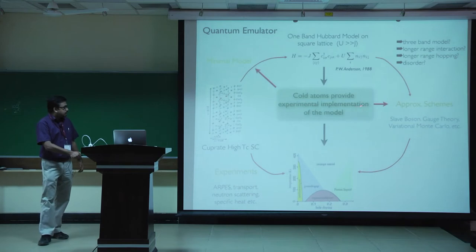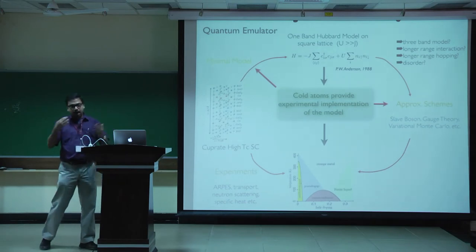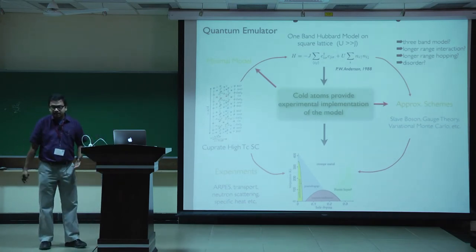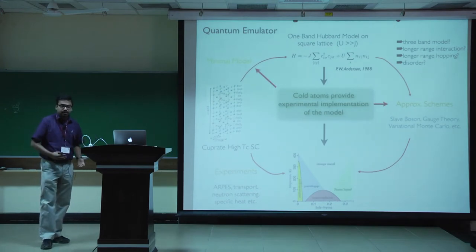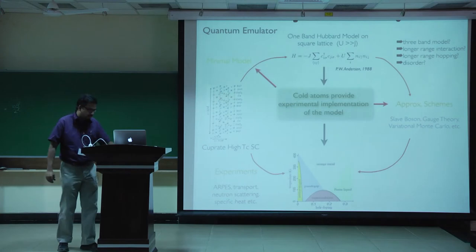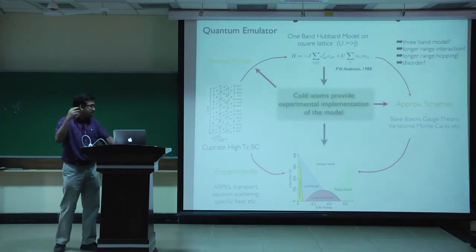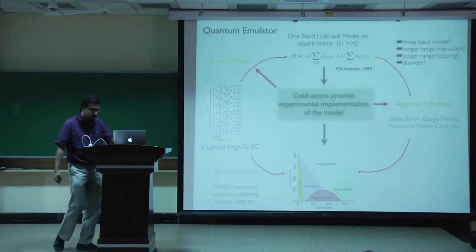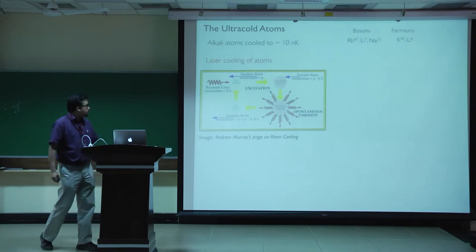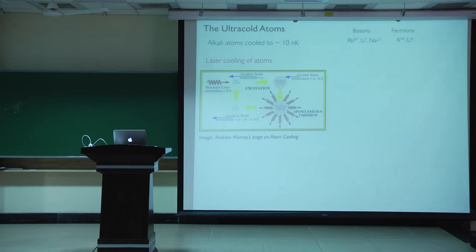And the other thing that you can do is you can go back to your approximation schemes and ask, what is the answer that I'm getting from this experimental realization of the model, and what is the answer I'm getting from a certain approximation scheme, and that lets me test the validity of approximation schemes. So that's basically the context in which we want to look at cold atoms as quantum emulators. However, to start with, I should give you a brief idea about what the system is.